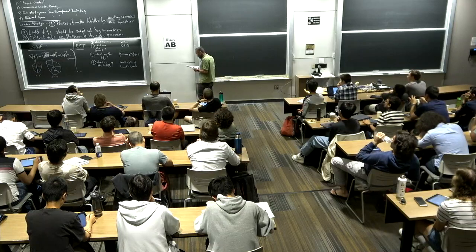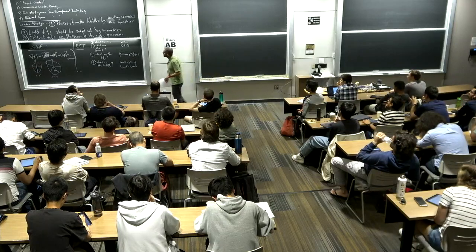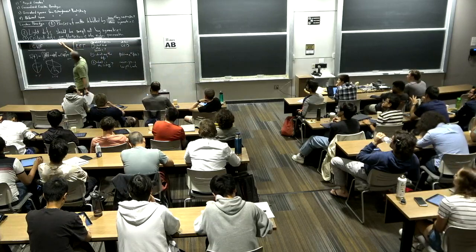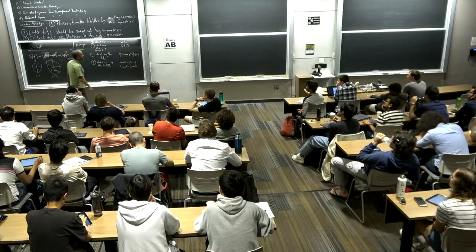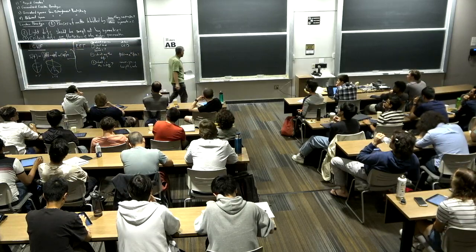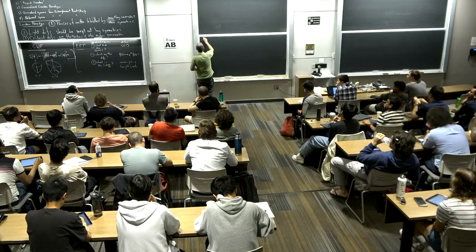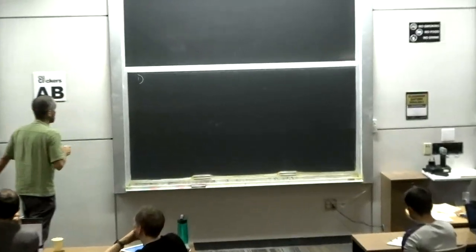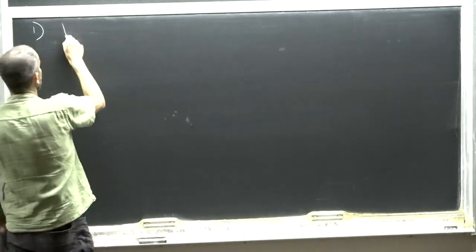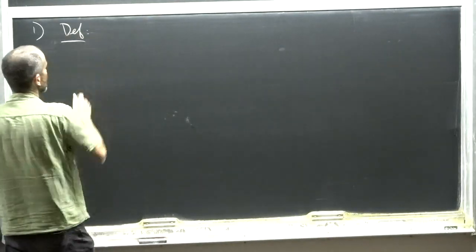Okay, so maybe let me begin with, I guess now we're up to section 1. Let's think about what we mean by phases of matter a little bit. So the most basic distinction that we should make is whether there's a gap or not, right?